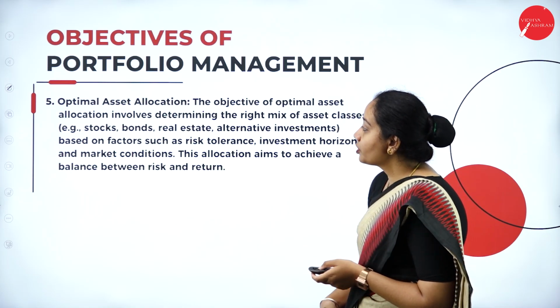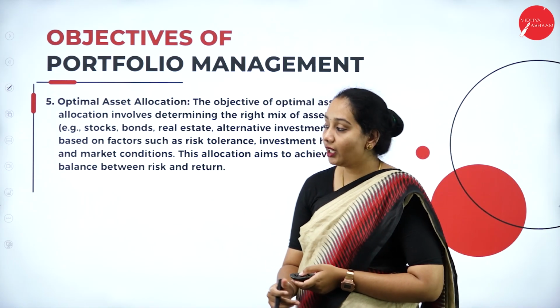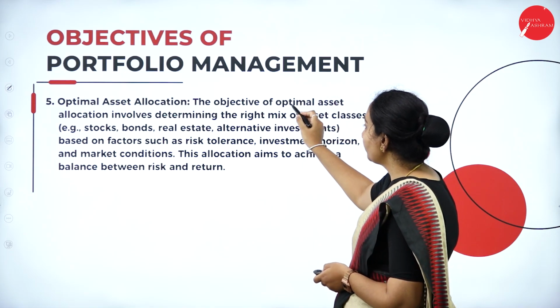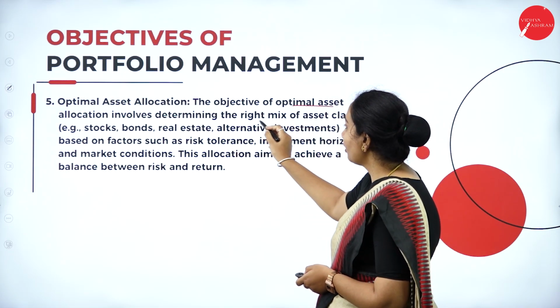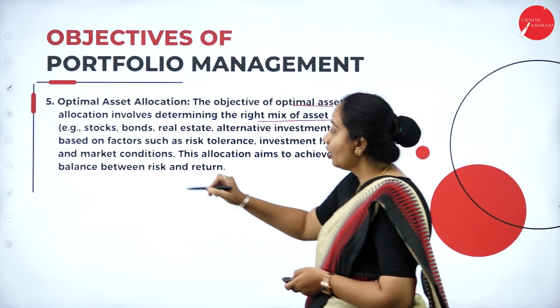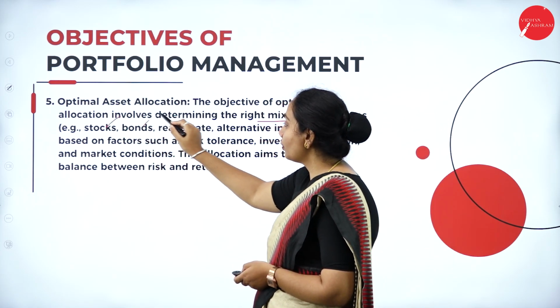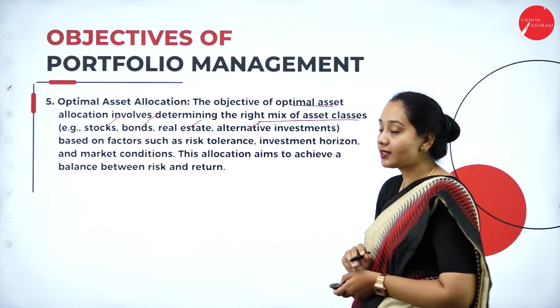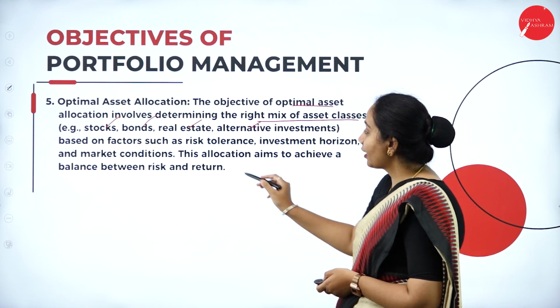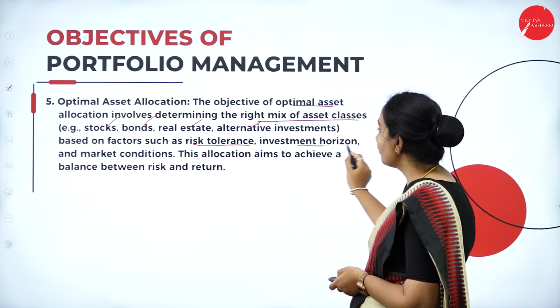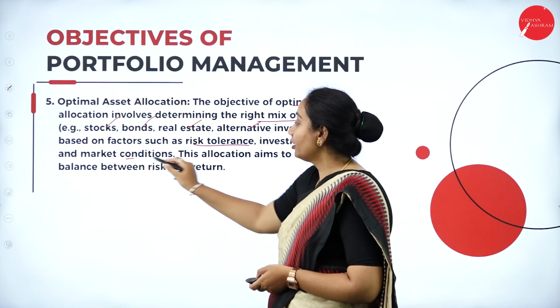So next objective is optimal asset allocation. The objective of optimal asset allocation involves determining the right mix of assets, that is a mixture of stocks, bonds, real estate, alternative investments, etc., based on factors such as risk tolerance, investment horizon, and market conditions.